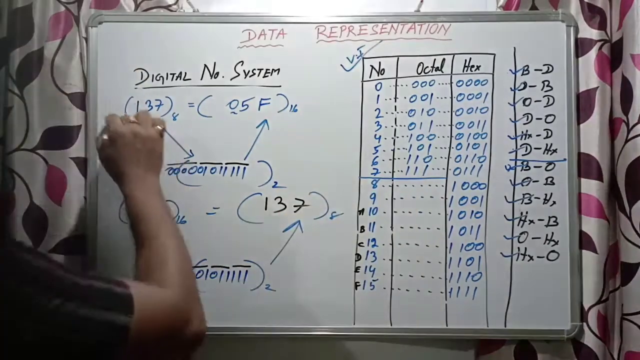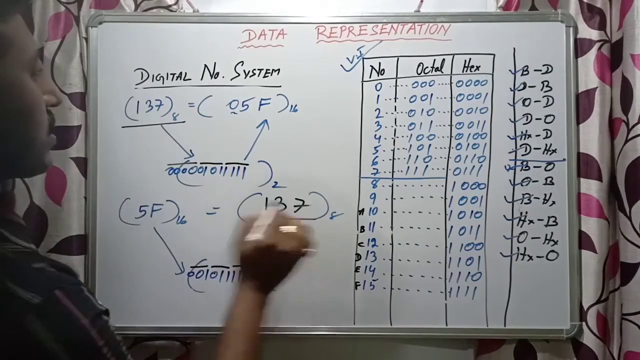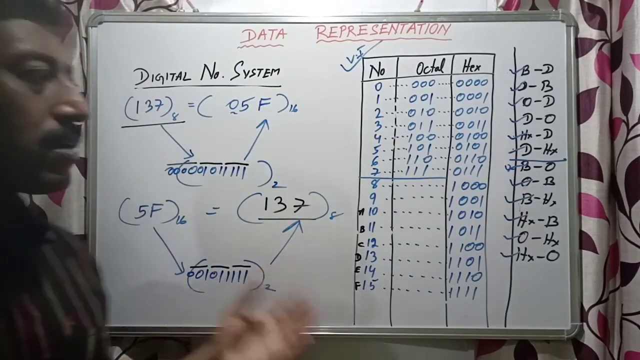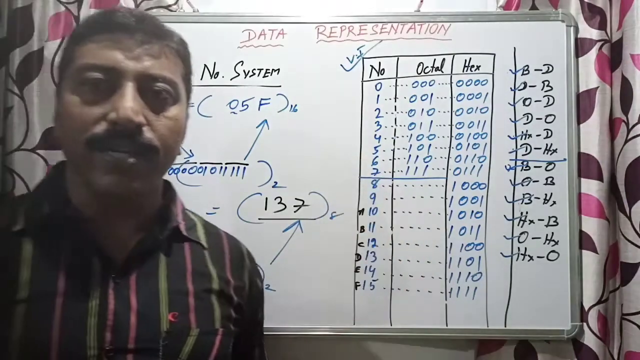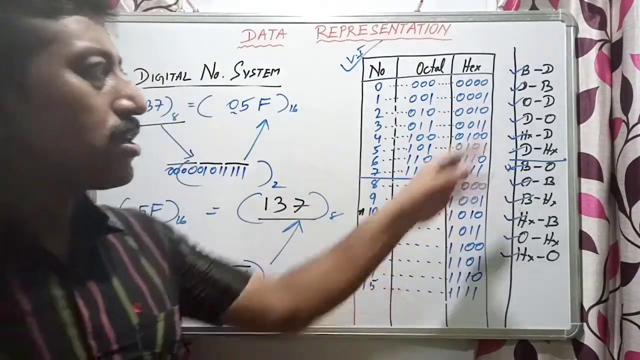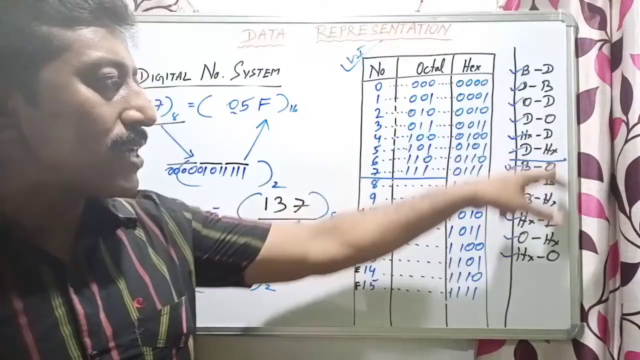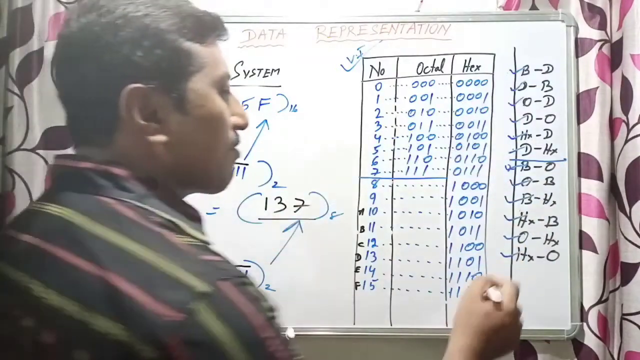So now the output, you see, this is 137 and 137. That means the same answer is coming. That means our process is correct. So I hope, students, you understood binary to decimal. These are the 12 conversions that I told you one by one.